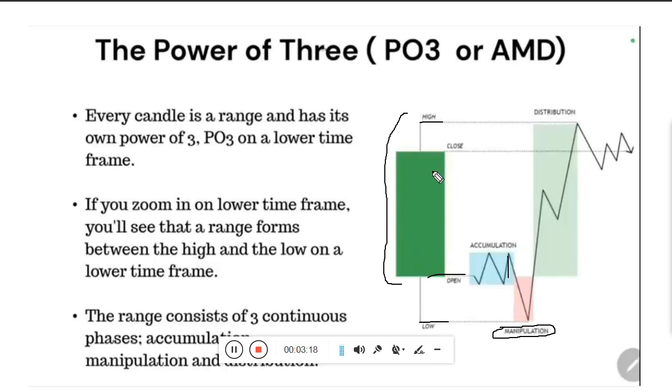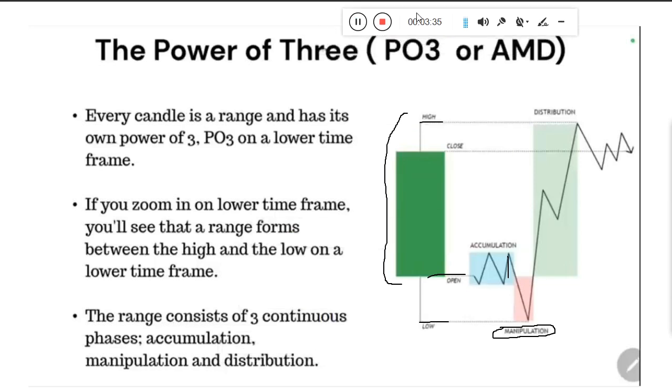If you zoom in on the lower time frame, you will be able to see the structure: you see the accumulation clearly, you see the manipulation clearly, and you see the distribution clearly too. The range of the candle consists of three continuous phases: the accumulation, manipulation, and the distribution, which I've just explained.